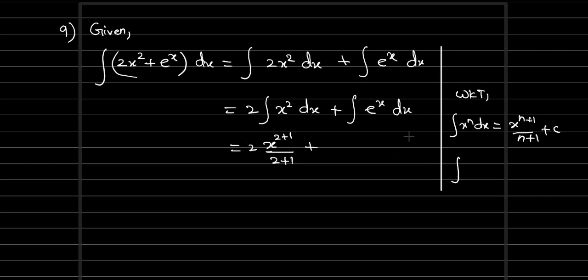Now we have another formula related to exponentials: integral e power x dx is what? e power x itself. This is a standard formula directly given. So e power x itself. Since it's an indefinite integral, throughout the equation integration is done, so we put plus c. That's all for the ninth one. Now we can move on to the tenth sum.